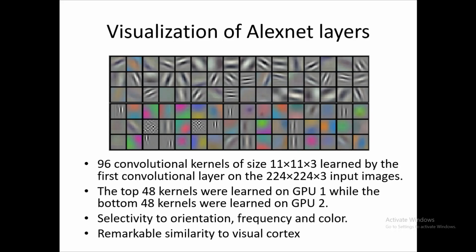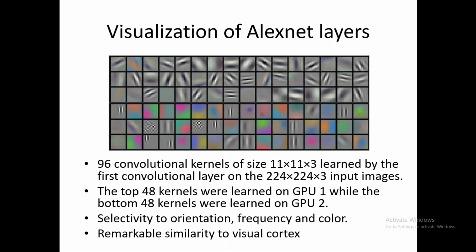And this is the visualization of AlexNet layers. Here we use the 96 convolution kernels of size 11 by 11 by 3 learned by the first convolution layer on 224 by 224 by 3 input images. The top 48 kernels were learned on GPU1, while the bottom 48 kernels were learned on GPU2.